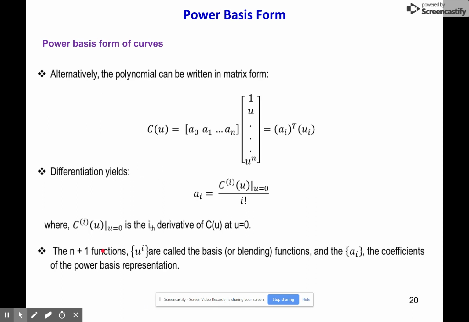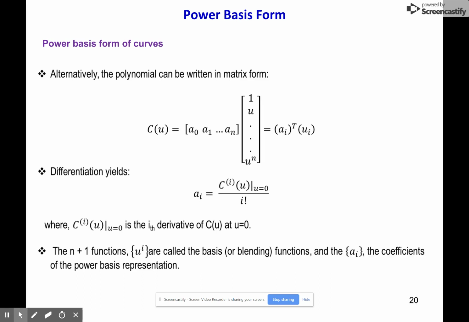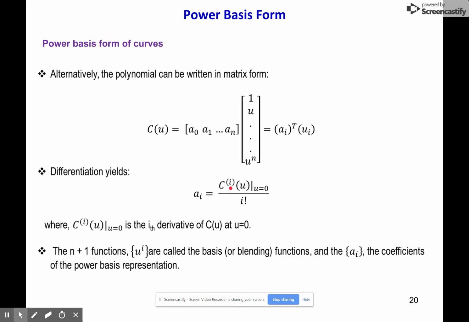We have another representation of power basis form in matrix notation. Here it's a product of a row matrix and a column matrix. We have a_i here, which is basically the partial derivative with respect to u, divided by i factorial.